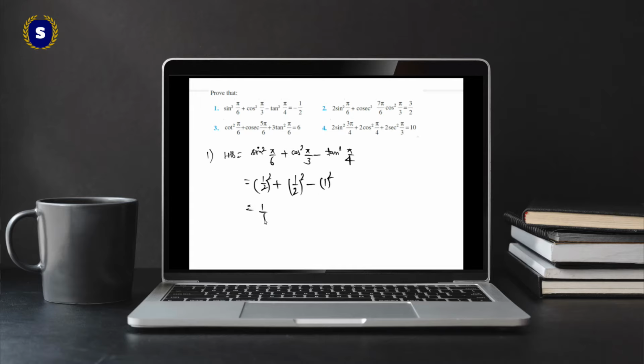That comes out to be 1 by 4 plus 1 by 4 minus 1, that is equal to half minus 1, which comes out to be minus half, that is equal to RHS. Hence proved. Okay. Let us take question number 2.